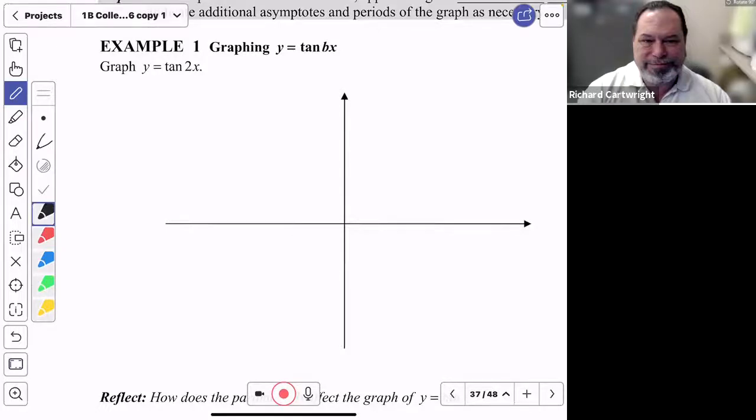What do I know about tangent? Tangent has two asymptotes. It has a midline, and typically there's a center on those two asymptotes. And if it's a positive tangent like this one is, what do we say about positive tangent? Does it, from left to right, fall or does it rise? Anybody remember?